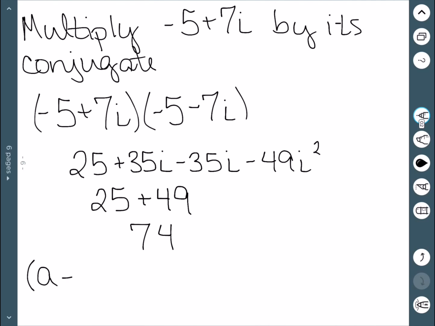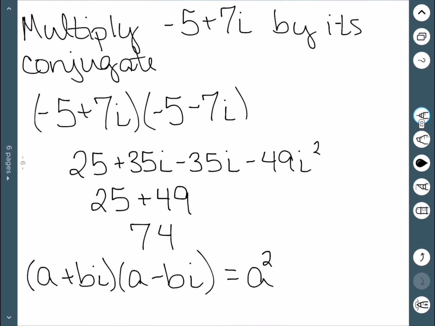We can see that we got rid of our imaginary unit i. And in general, that's going to be true. In general, a plus bi times a minus bi comes out to a squared plus b squared. So now we have this nice shortcut formula to use when we multiply conjugates.